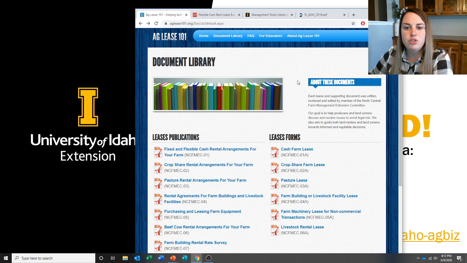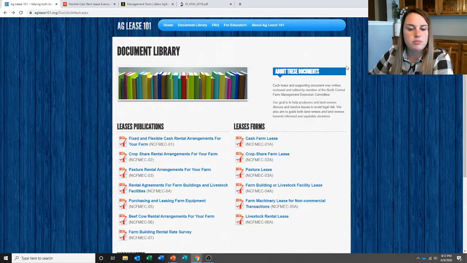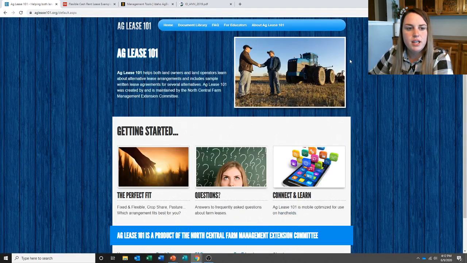And so if you look at this website, and I'll go to full screen, you can see on the homepage: Ag Lease 101 helps both landowners and land operators learn about alternative lease agreements and includes sample written lease agreements for several alternatives. Ag Lease 101 was created by and is maintained by the North Central Farm Management Extension Committee.